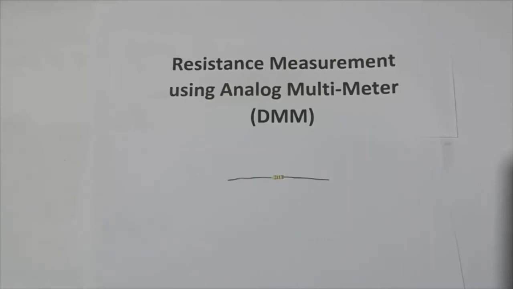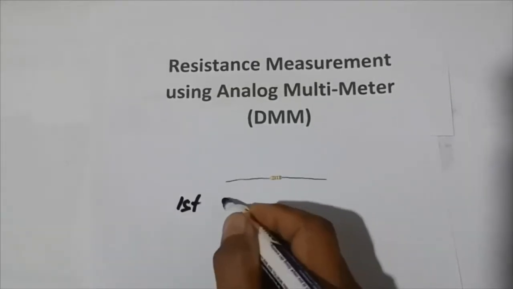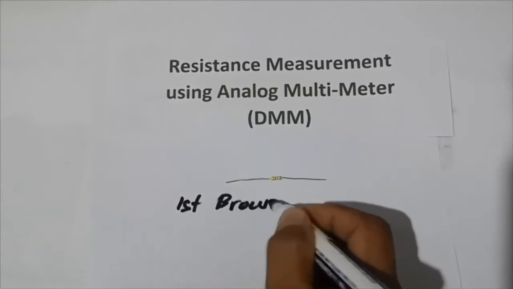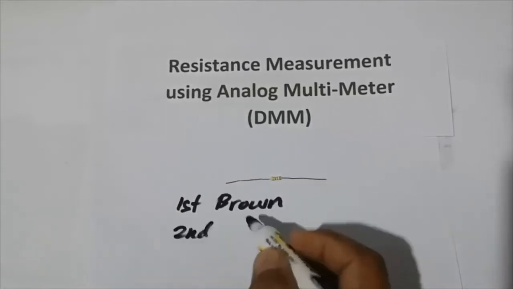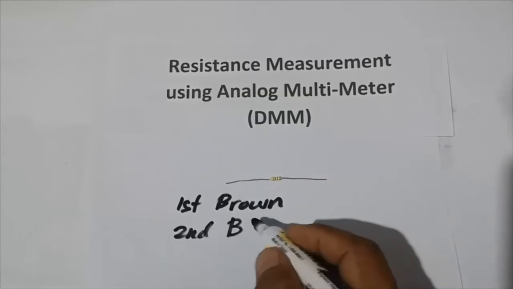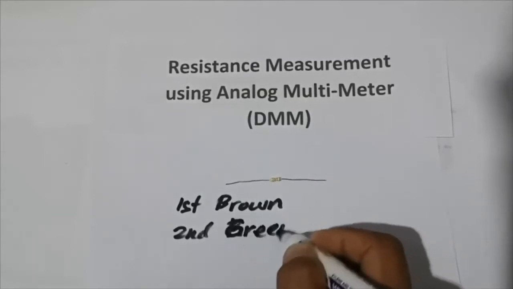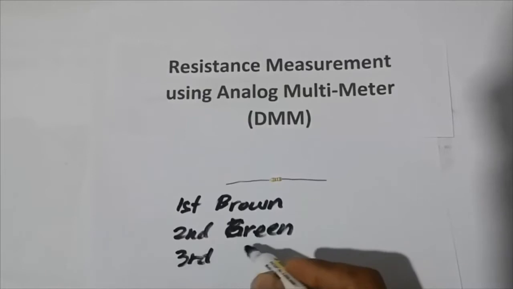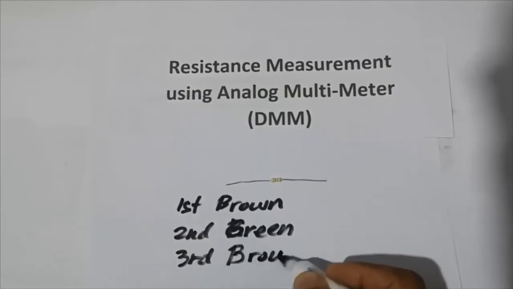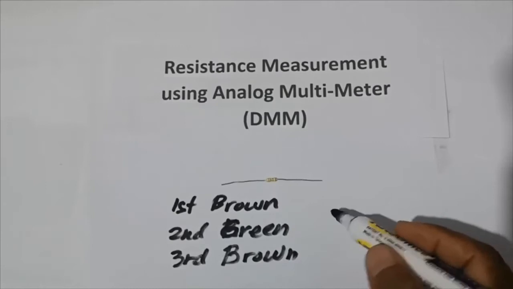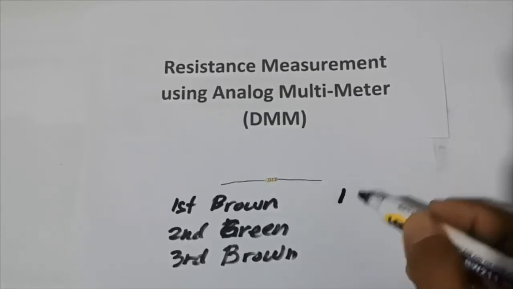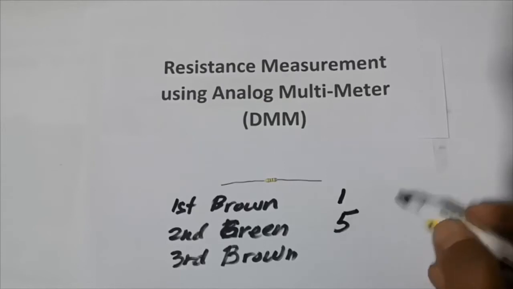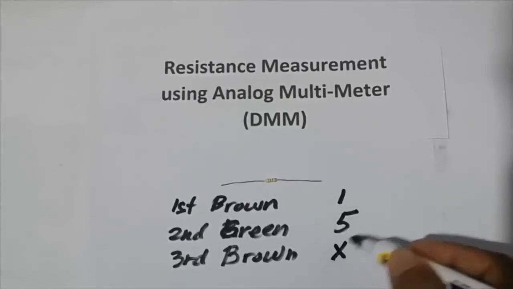But first, let us compute for the value of the color codes written in the body of a resistor. So the first color band is brown. The second is green. And the third is brown. Brown is equivalent to 1. Then green is equivalent to 5. And the third color is the multiplier, which is brown, which is equivalent to times 10. The fourth band is gold, which is equivalent to plus minus 5%.